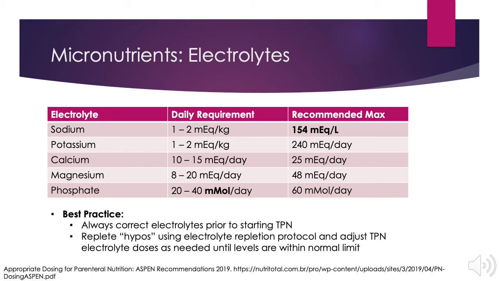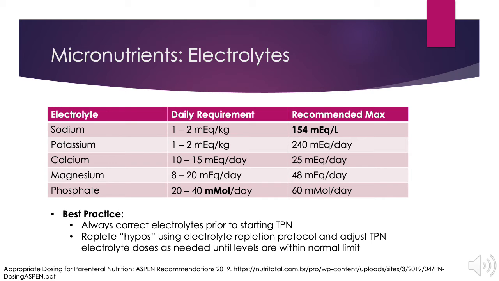Calcium has a daily requirement of 10 to 15 MEQs. Magnesium's daily requirement is 8 to 20 MEQs. And finally, phosphate's daily requirement is 20 to 40 millimoles per day. Note the unit difference here when dosing phosphate salts. The unit is millimoles instead of MEQs.